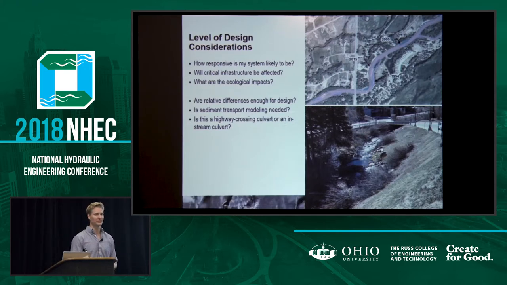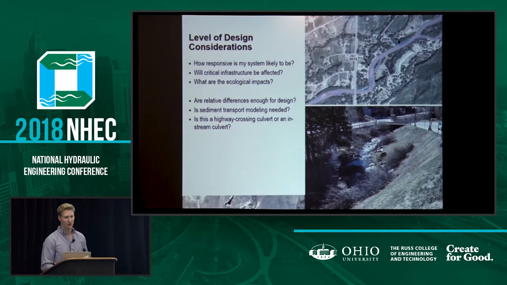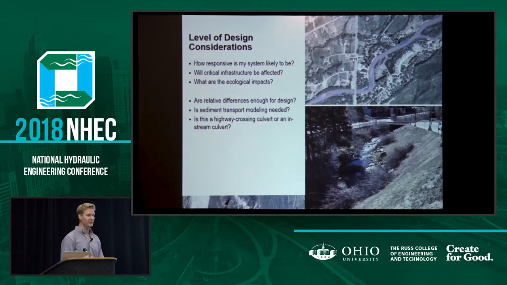maybe for a culvert replacement in ephemeral drainage. So how responsive is your system likely to be? Is critical infrastructure going to be affected? What are the ecological impacts? What are you changing to the system? Helping, hurting conditions, what's the project criteria? These are all things to think about when you're scoping your project, when you're developing project goals, is what's the risk and how are we going to respond to that?